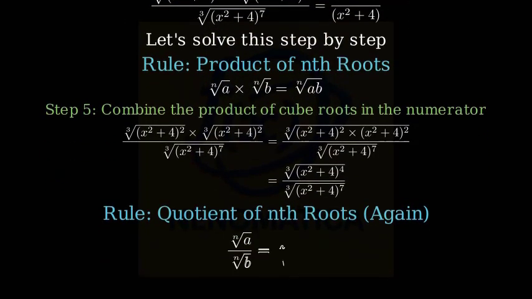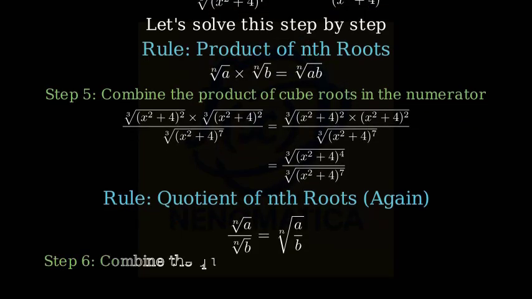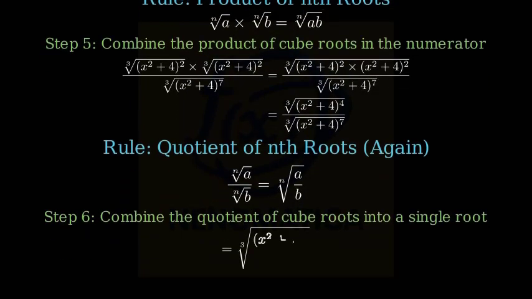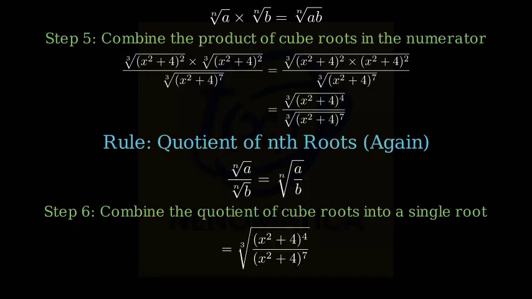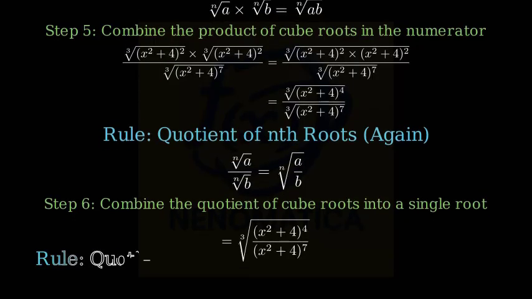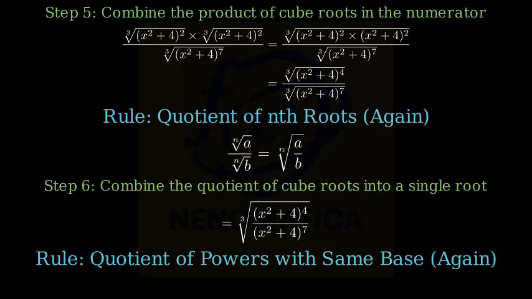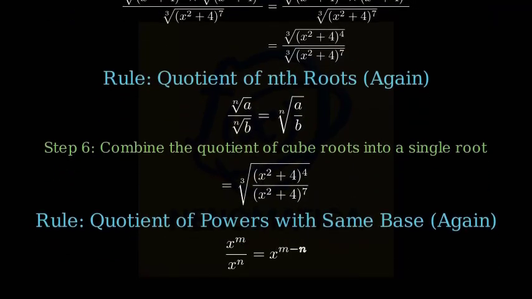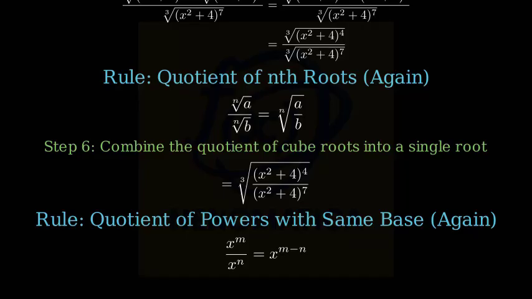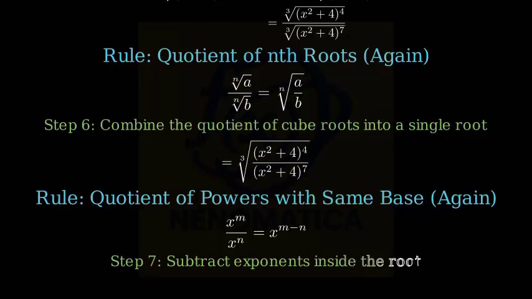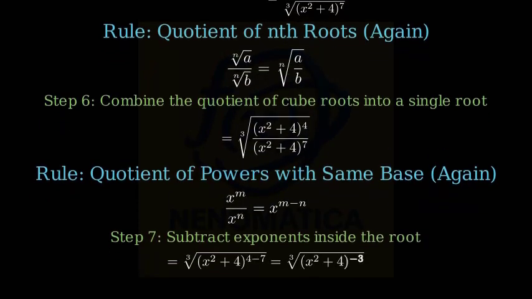Now, we'll use the quotient property of roots again. As we saw earlier, this property allows us to combine the quotient of cube roots into a single cube root of the quotient. So we can rewrite our expression as a cube root of (x squared plus 4) to the power of 4, divided by (x squared plus 4) to the power of 7. Next, we'll use the quotient of powers with the same base again. As we saw earlier, when dividing powers with the same base, we subtract the exponents. In our case, we have (x squared plus 4) to the power of 4, divided by (x squared plus 4) to the power of 7.